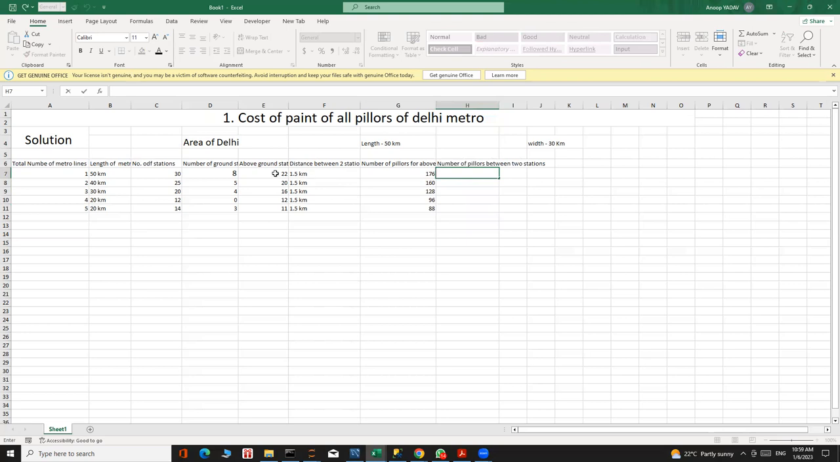The total distance is about 50 kilometers, and we have 30 stations, where one station length is about 300 meters. One station is about 300 meters and the total number of stations is 30, so the total distance is about 9 kilometers, and the remaining distance is about 40 kilometers.